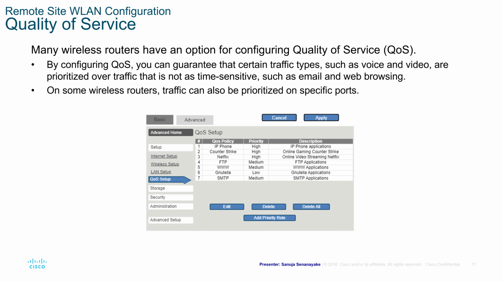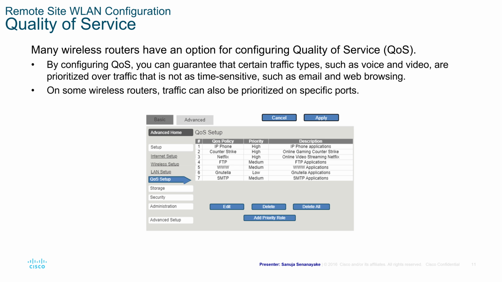Quality of service, or QoS. Many wireless routers have an option for configuring quality of service. By configuring QoS, you can guarantee that certain traffic types such as voice and video are prioritized over traffic that is not time sensitive, such as email and web browsing traffic. On some wireless routers, traffic can also be prioritized on specific ports.